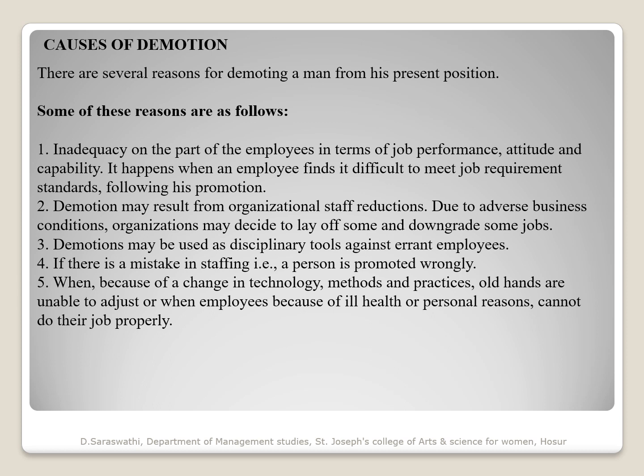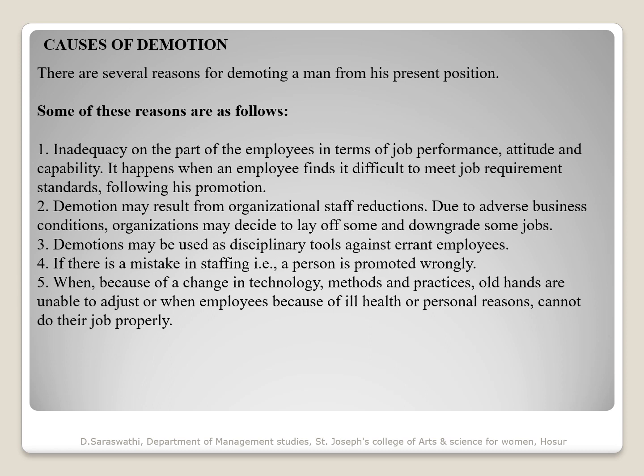So what are those? The first thing is inadequacy on the part of the employees in terms of job performance, attitude and capability. If the person is not performing the job very well, or his attitude is not good, or he does not have the capability, at that time the demotion will happen. Demotion may result from organizational staff reductions. In some cases, when the organization goes for a reduction in the staff, they also go for demotion.